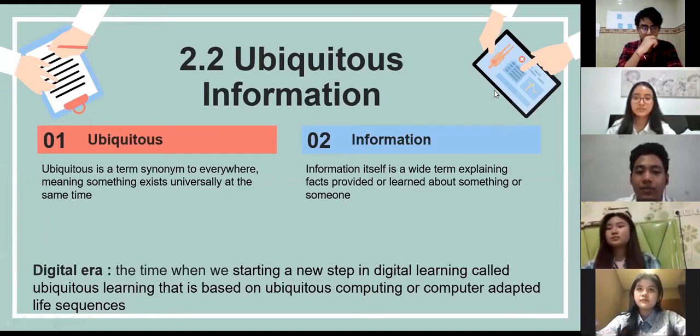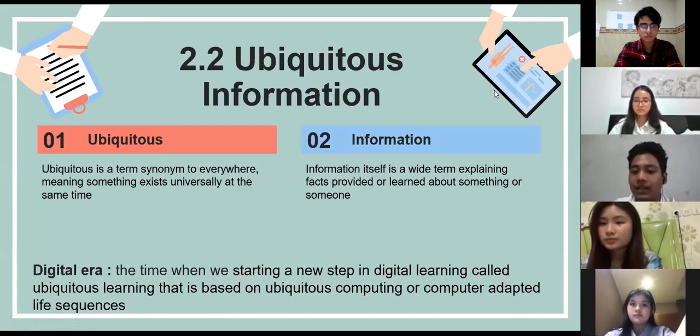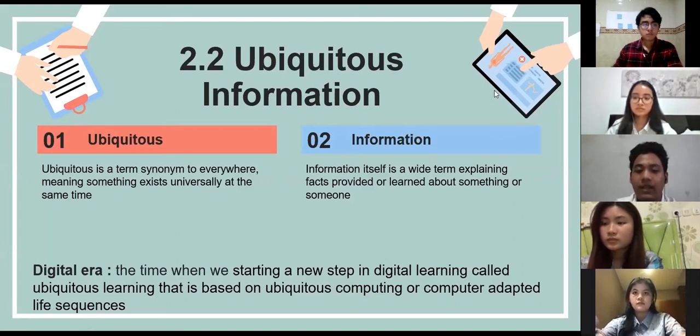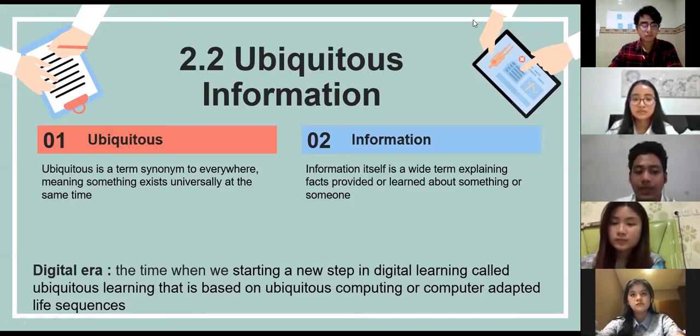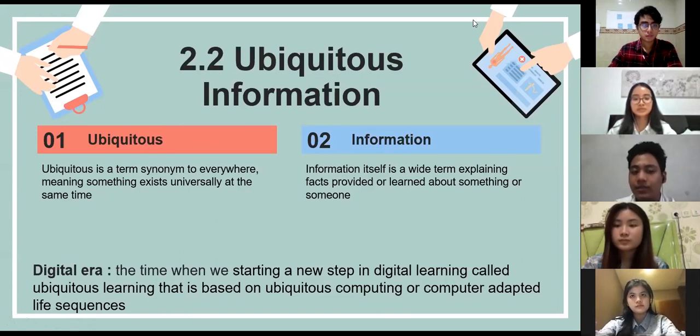Ubiquitous is a term synonymous to everywhere, meaning something exists universally at the same time. Information itself is a wide term explaining fact, provide or learn about something or someone. In the era where information is available globally and easily gotten from various websites, we're starting a new step in digital learning called ubiquitous learning that is based on ubiquitous computing, or computers adapting to life sequence. The widespread information, although it has many benefits, also creates both practical and theoretical problems. There is a lot of inaccurate information that needs to be straightened out to prevent incorrect action.